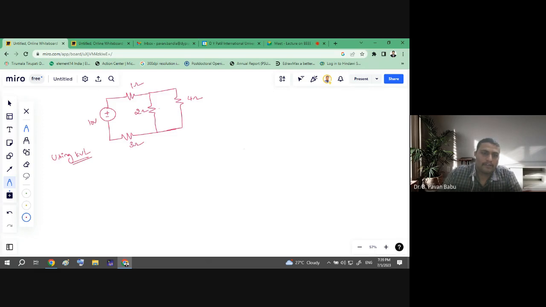Using KVL, what is the power drawn by the 4 ohm resistor? What is the power drawn by the 4 ohm resistor? So I want to see the answer from you.